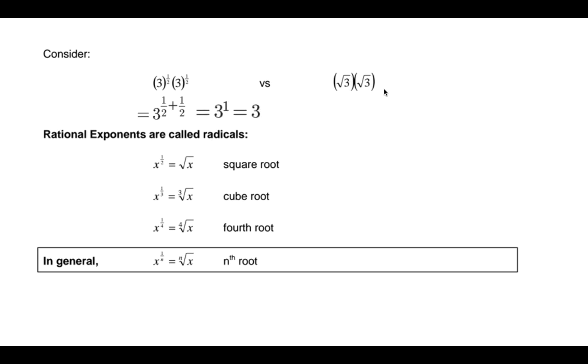The square root of 3 times the square root of 3 is the square root of 9, which is also 3. And so you notice that 1/2 and square root are the exact same thing. And just in general, the fraction is like that number of root. And so if we have x to the 1 over n, that's the nth root. And that's something that will actually come up again in finance when we need to solve for interest rates and we have big exponents.